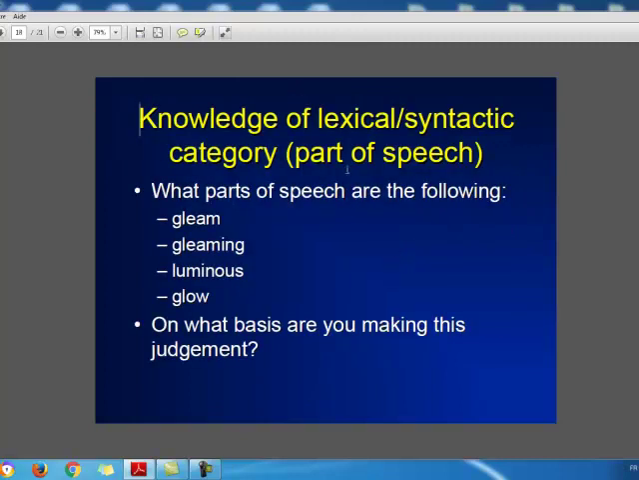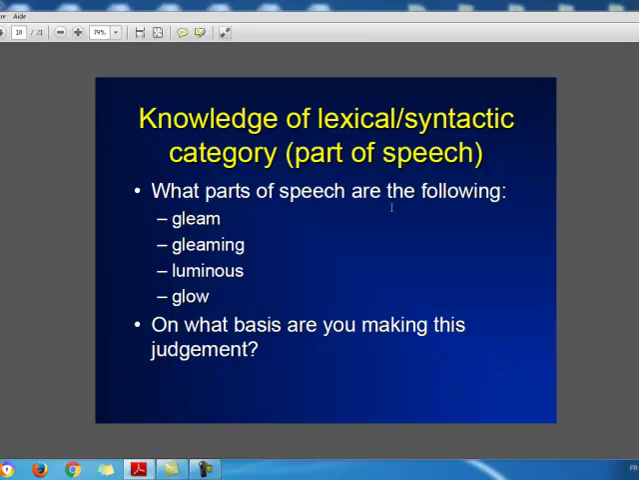We have also to talk about something else that we are supposed to store in our mind about words. It's the knowledge of lexical syntactic category, or part of speech. By part of speech we mean simply that a word is an adjective, an adverb, a verb, a noun, and other things. So let's have a look at the examples here.